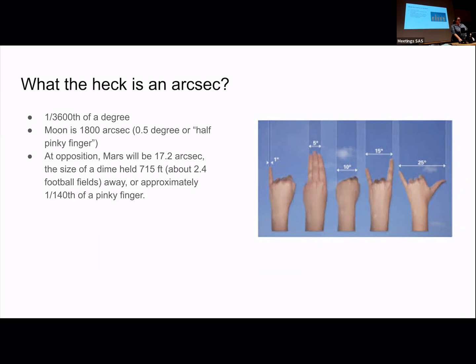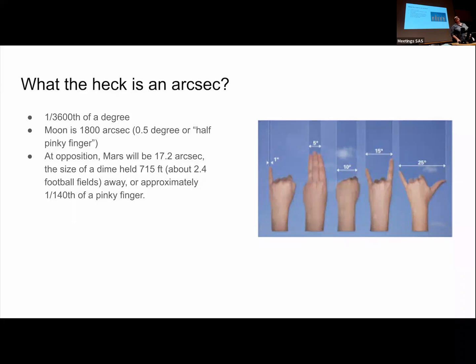But now Mars is going to be 17.2 arc seconds, so that's about 1/40th of your pinky. That's hard to visualize. Or that would also be like a dime if somebody held it roughly 2.5 football fields away. So we're talking something really small. Pretty incredible that we're able to see stuff like this at all. That's why I love telescopes so much.